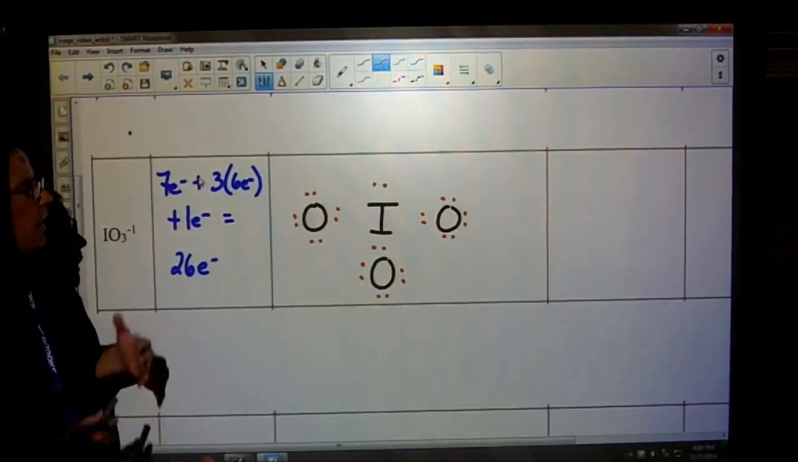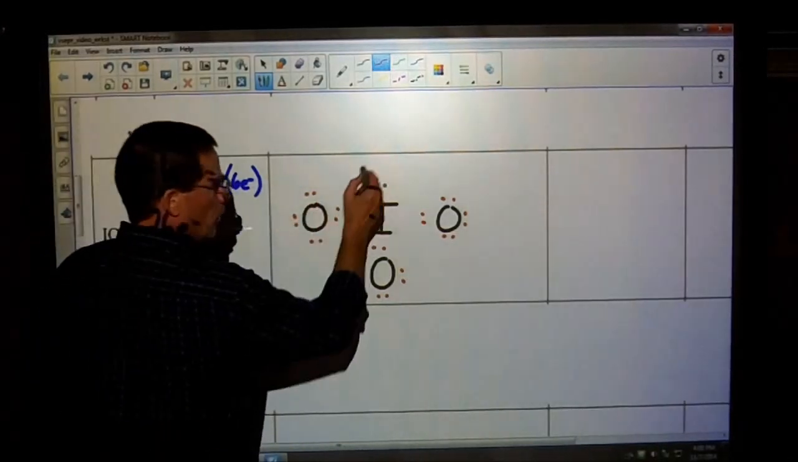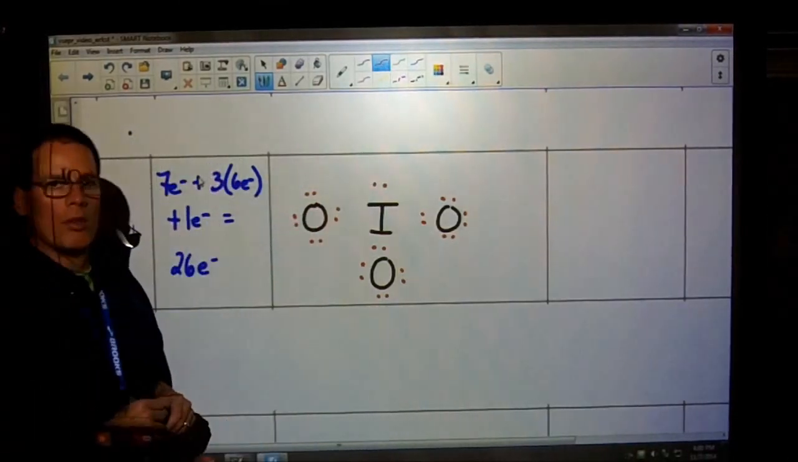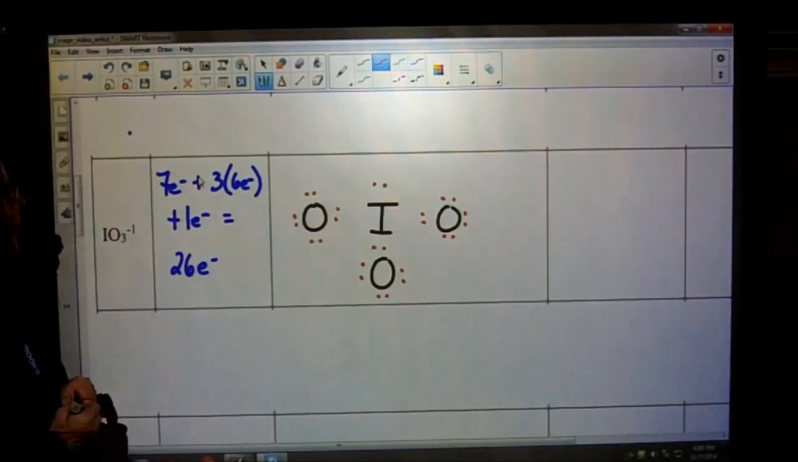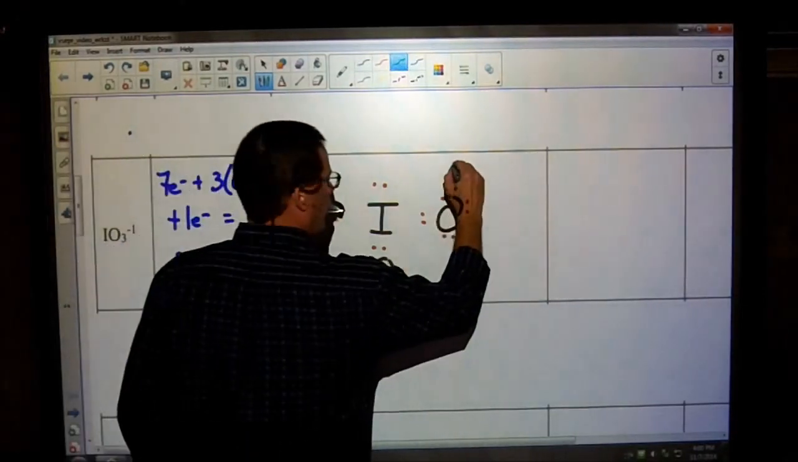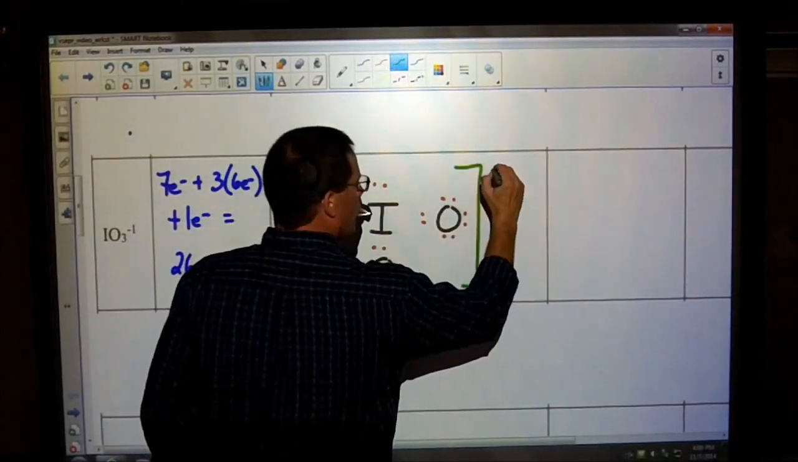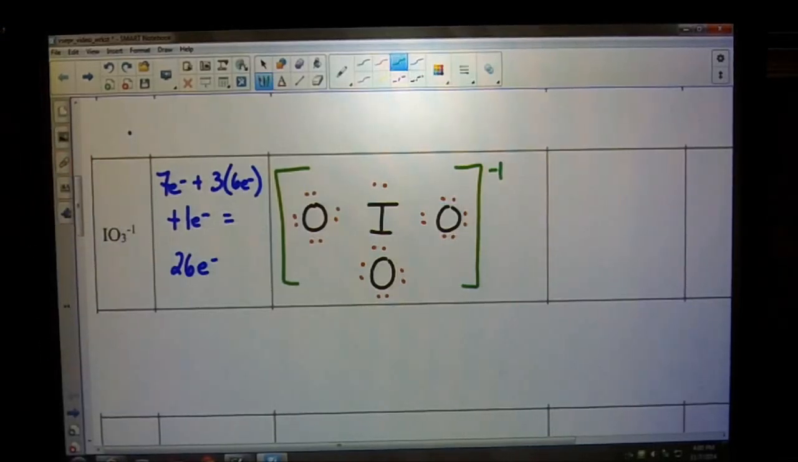Okay. Now, if we had, say, 28, we would not want to stack them up on top of each other. We'll give them arms or legs or antennas, whatever you want to call it, but we'll have an example for that a little bit later on. And then, of course, since this is a poly, you definitely want to bracket the whole thing in, and it's a -1 charge. So it looks like we have our correct Lewis structure.